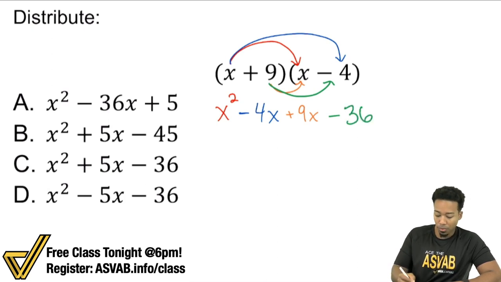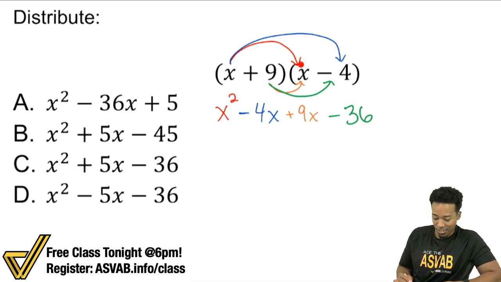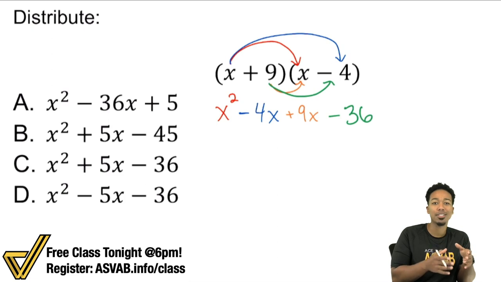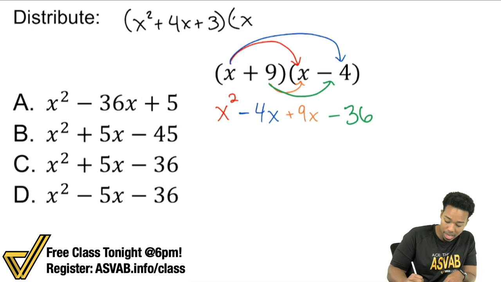Boom. So if you notice, we actually just did FOIL. Notice this, look. First, outside, inside, last. We just did FOIL. But if you stick to the idea of multiplying everything from one parentheses with everything from the other, you can change the problem up. You can get something like this, seriously, and handle it like a boss.